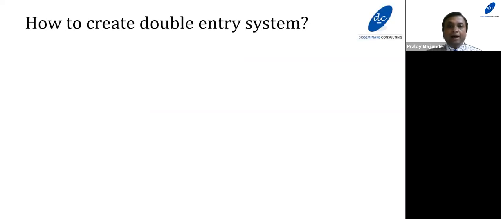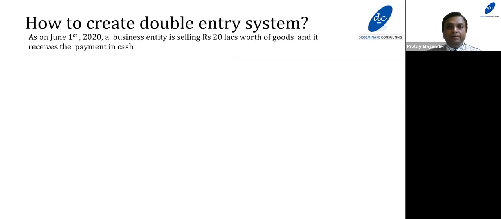Let us take how to create a double entry. Let us take an example of a financial transaction, and then from this financial transaction, I shall create two accounting entries, first entry and second entry. As on June 1st, 2020, a business entity is selling rupees 20 lakhs worth of goods and it receives the payment in cash.